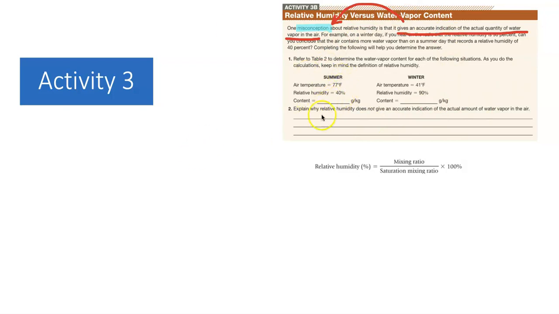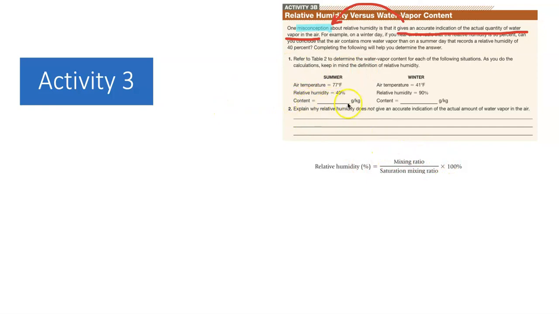Now, what you have here is similar information to activity 3A, but in a slightly different order. You're given the relative humidity. You're given this number here. And you can figure out the saturation mixing ratio from the chart. What they want to know is the mixing ratio.